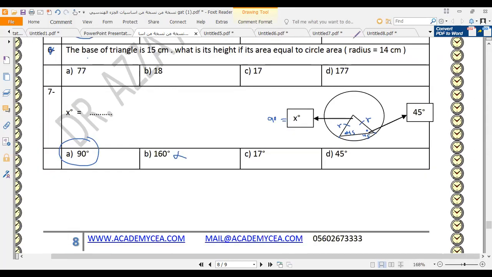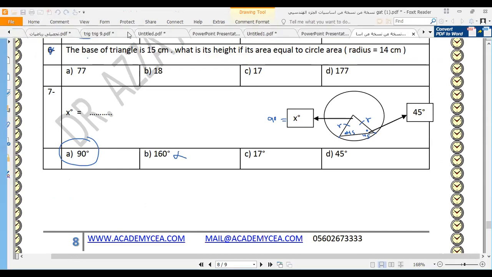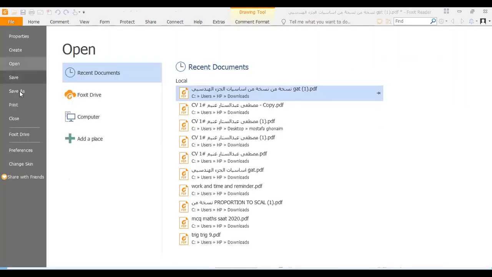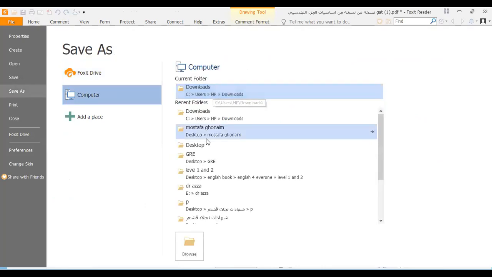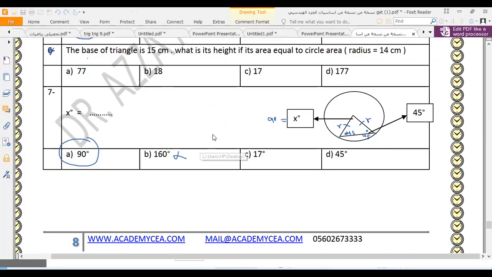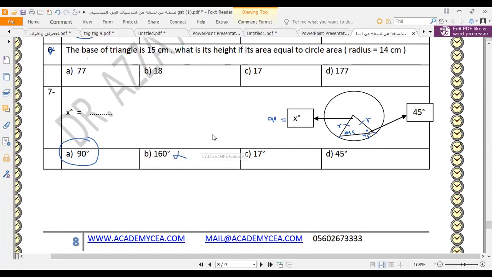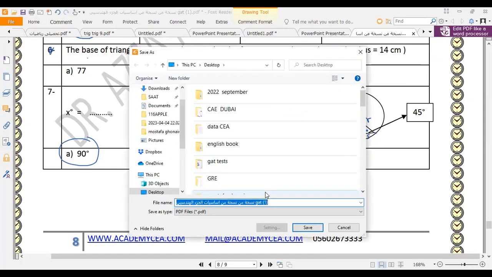And now let us do, just a minute. I will try to save this.